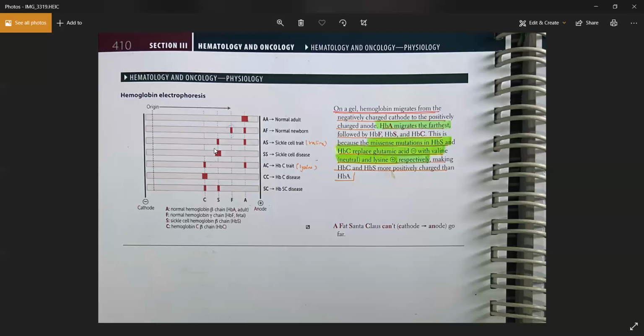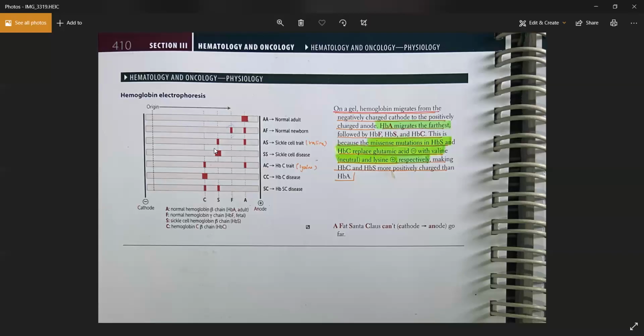Sickling is absent. Why? Because of a different amino acid. One was predisposing to sickling during the deoxygenated state. And why is that the case?